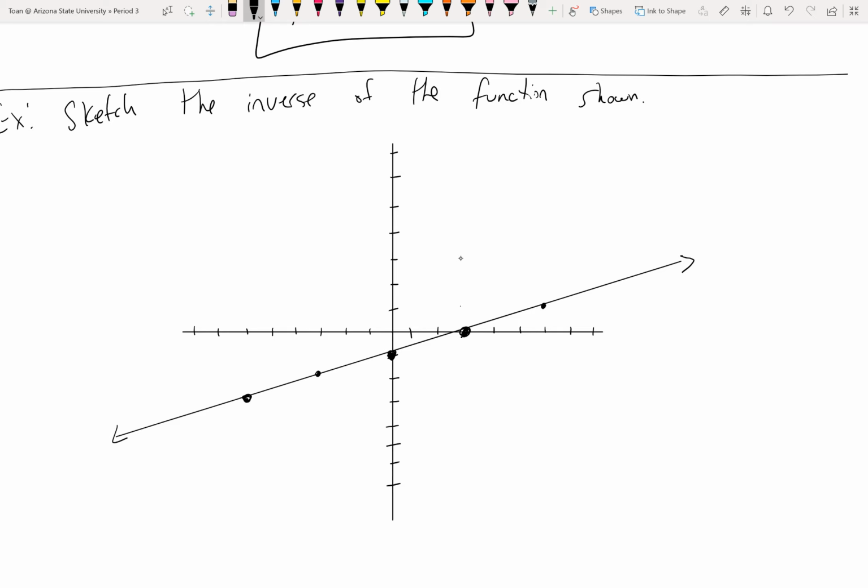Not perfect, but close enough. All right. And I wanted to graph the inverse. Well, one way to do it is to go back to Unit 1. I give you a picture. Can you guys come up with an equation of this line?